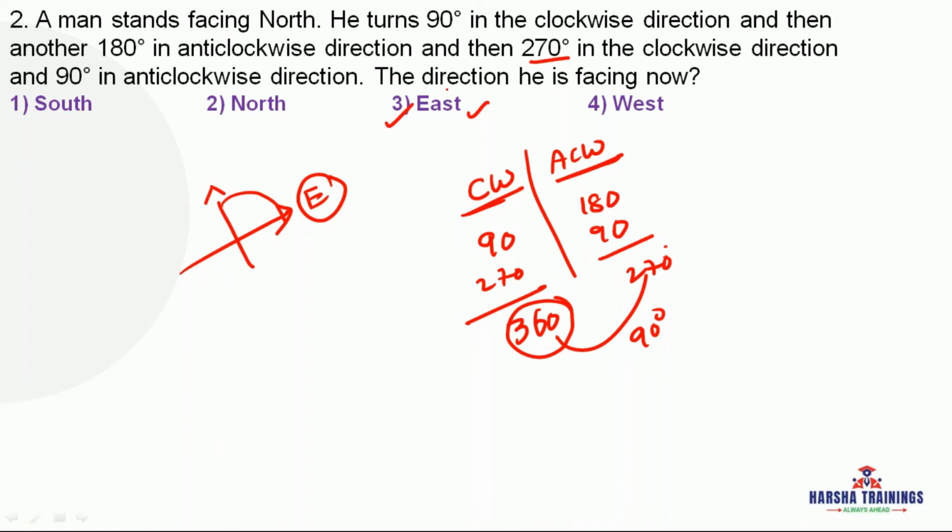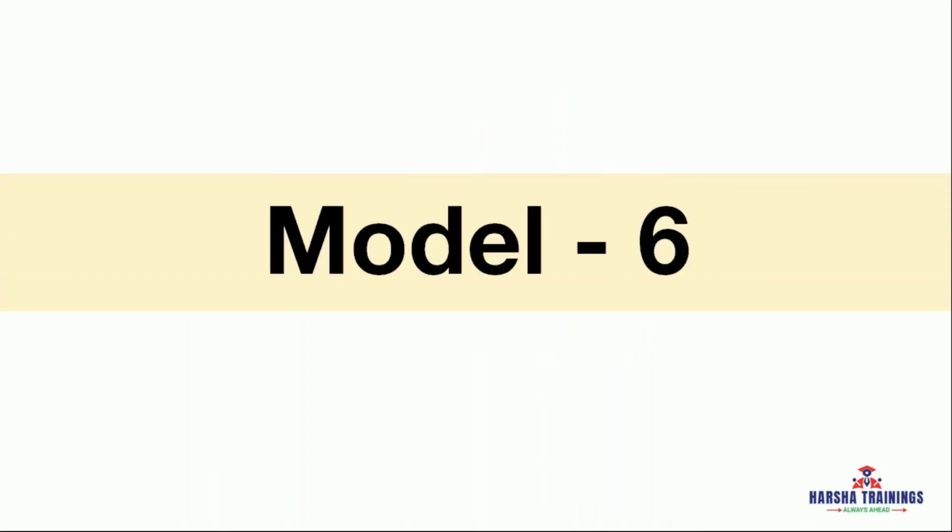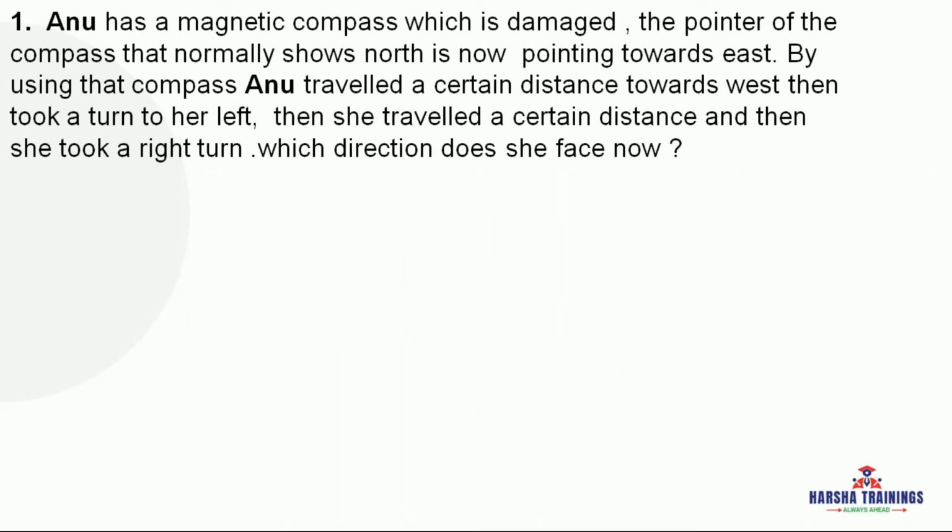Okay, so I think very dead easy model, right? So any doubts regarding previous model? No. Okay, and last model, guys. It's generally problems, guys. General problems. So definitely we are going to draw the diagram. Last model. So Anu has a magnetic compass which is damaged.